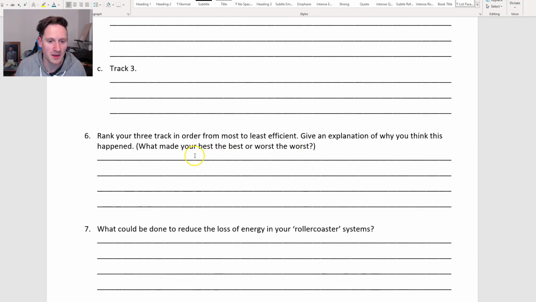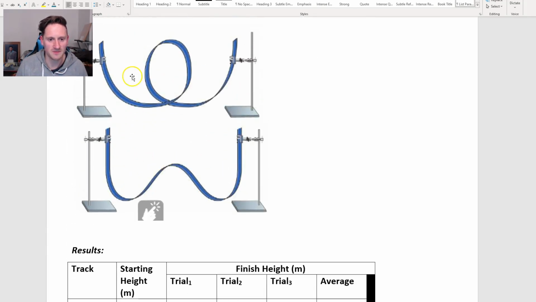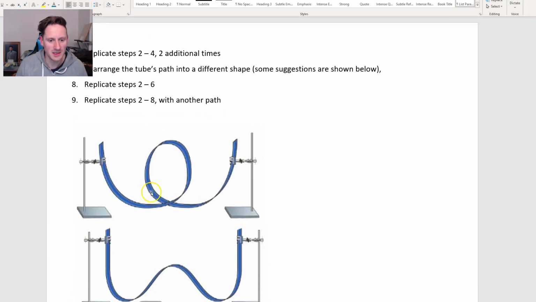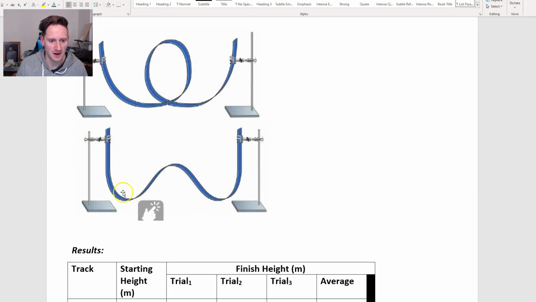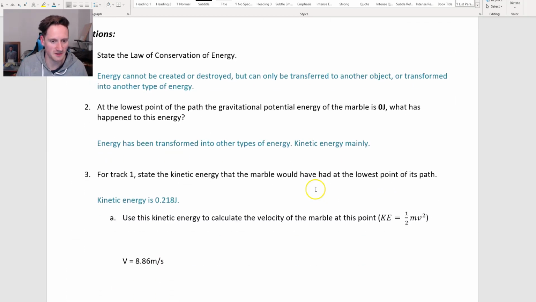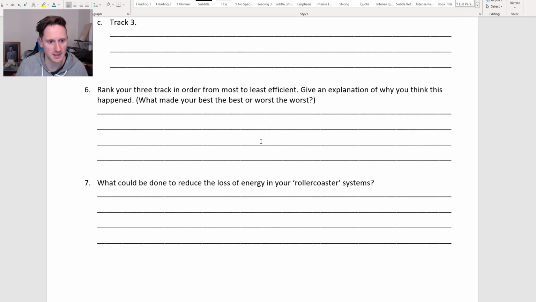Why do you think it's happened? Depending on what your tracks are, essentially the more kind of wavy they are, like this one, they might be less efficient, okay? Usually the more efficient ones are ones that have kind of littler loops to begin with. But you might have a different idea based on the shapes, okay? There might not be a right or wrong answer to that. As long as you show a bit of thought process behind that, it should be really good.